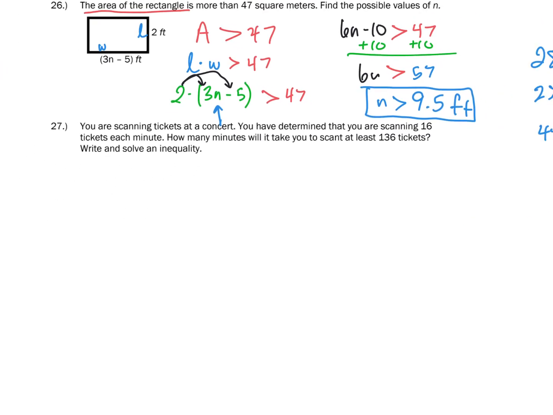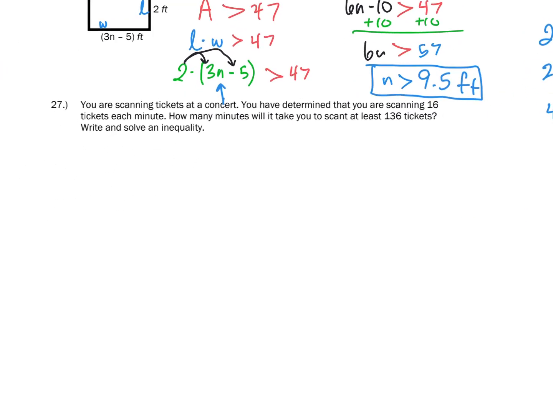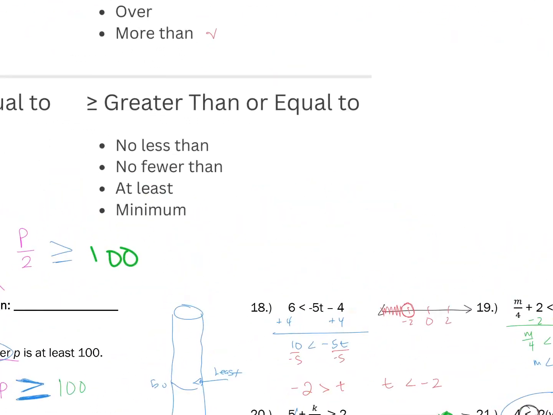Great, super fun. You're scanning tickets at a concert. You have determined that you are scanning 16 tickets each minute. How many minutes will it take you to scan at least 136 tickets? So 16 times every minute, and you want to scan at least 136. Write and solve. And if you're wondering what at least was again, it's greater than or equal to.